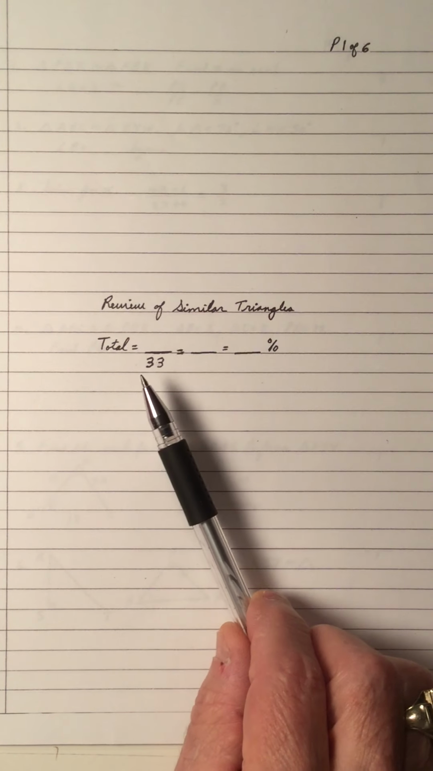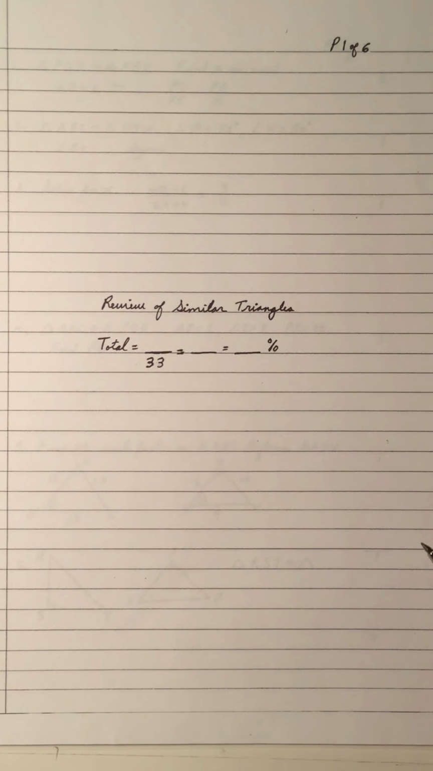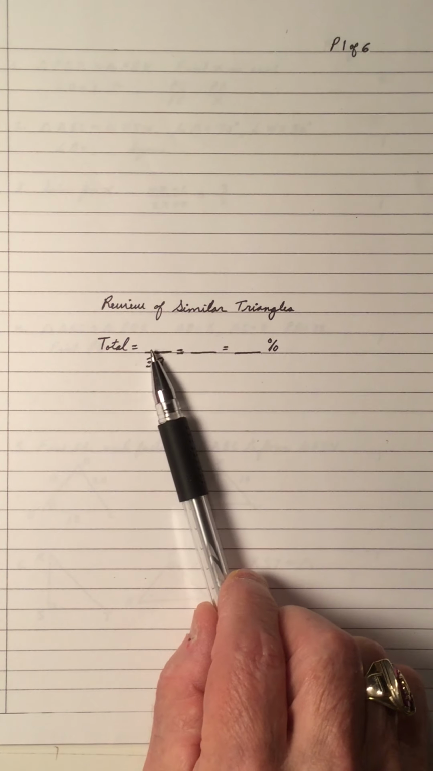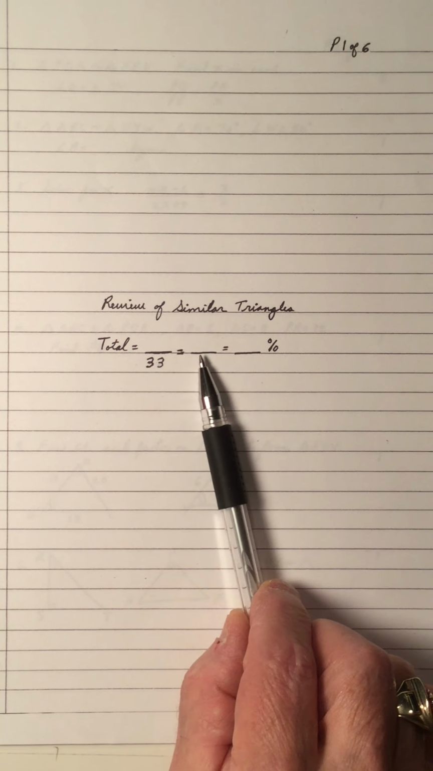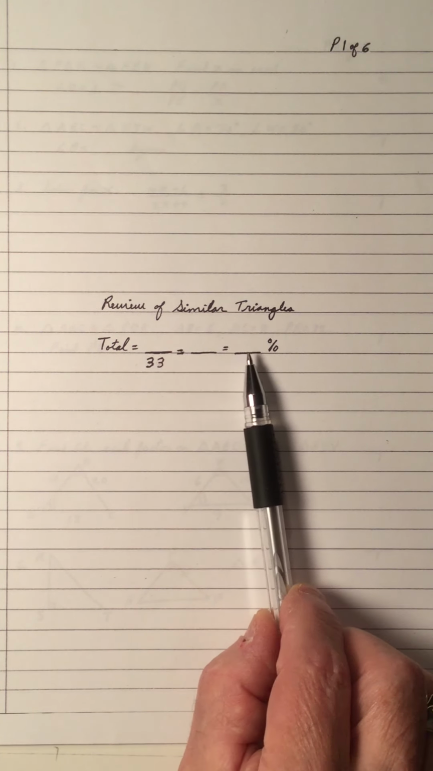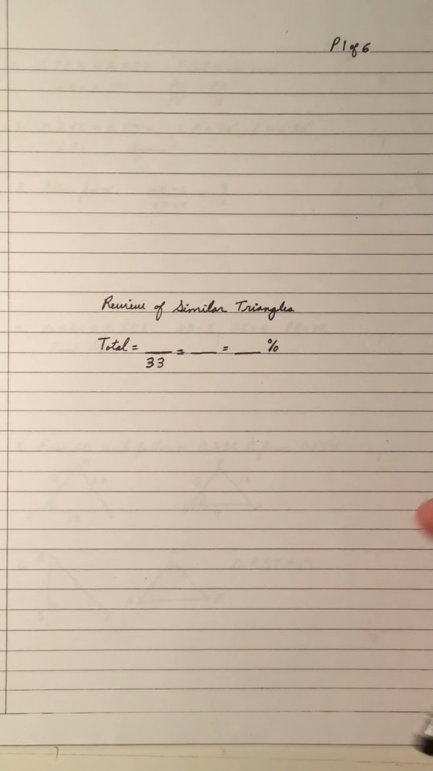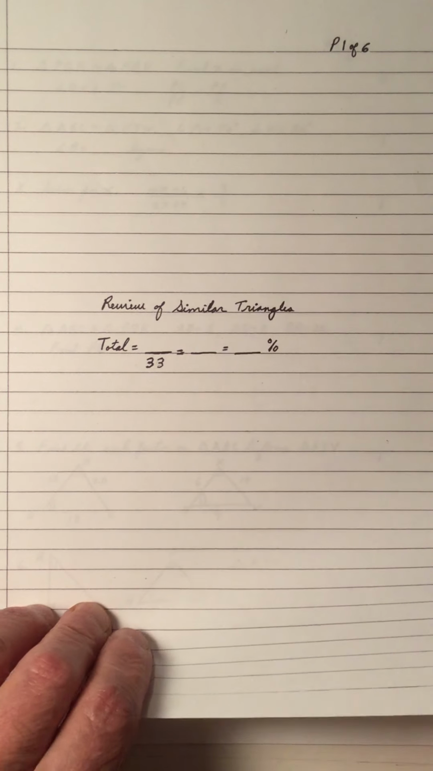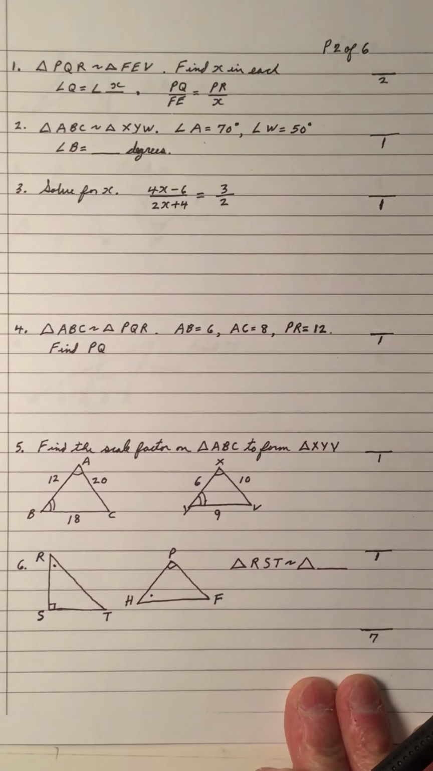And then you total up the number of correct answers on each page. And the total is out of 33. Put your total here. Divide the numerator by the denominator, get a decimal. Move your decimal 2 places to the right to get your percent and see what percentage you have right. So review of similar triangles, the 9 videos, if you reviewed.